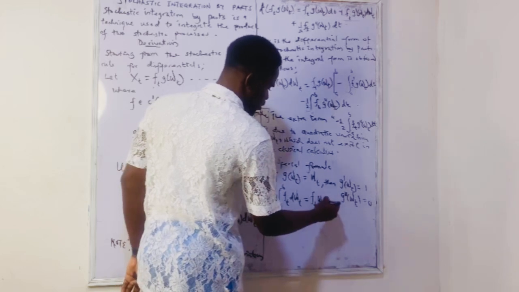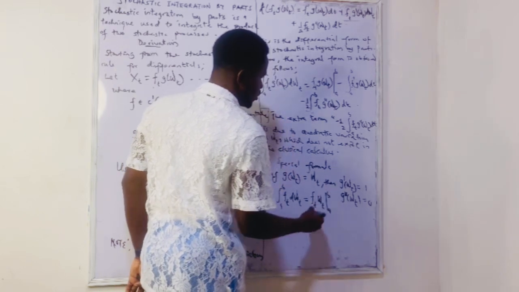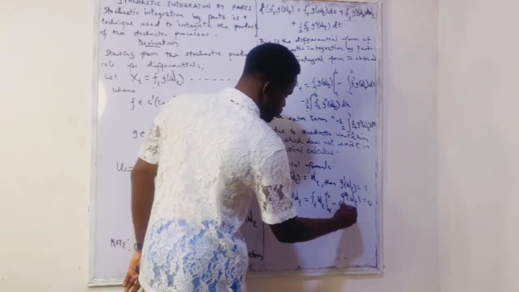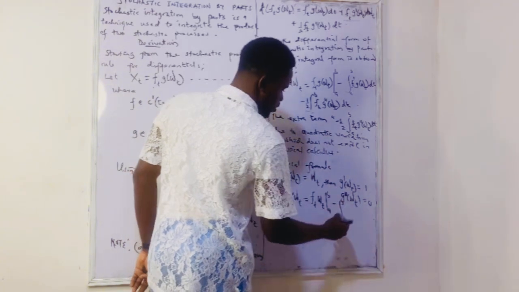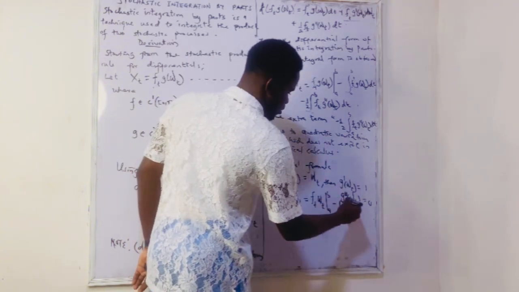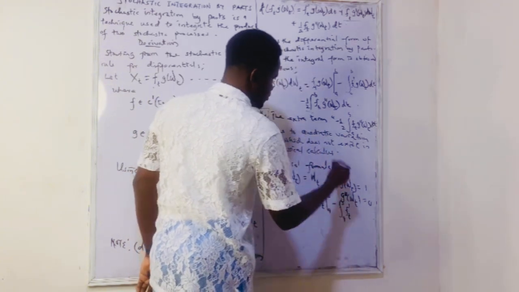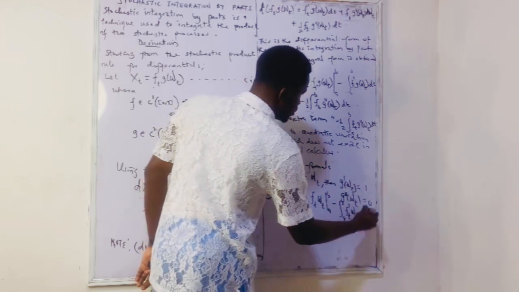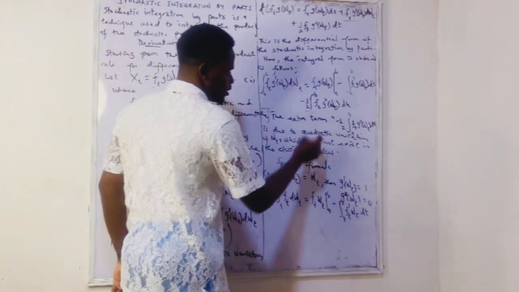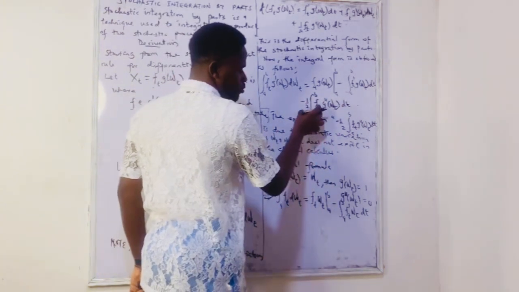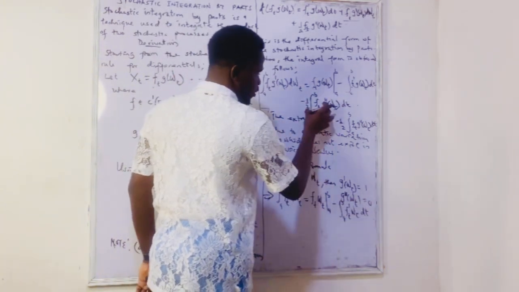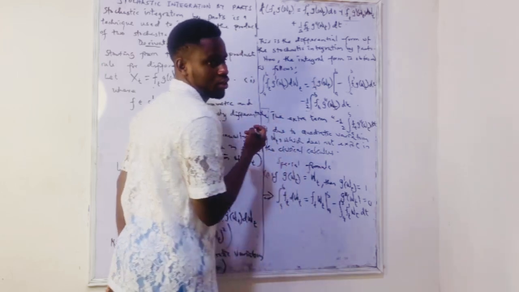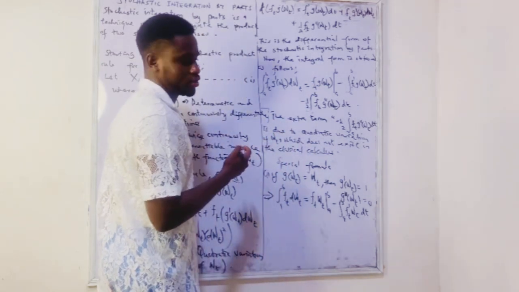w_t ranges from a to b, then minus integral from a to b f'_t g of w_t is w_t dt. Now we observe that this last term will become 0 because the second derivative here is 0. So it will not be involving the quadratic variation correction term.